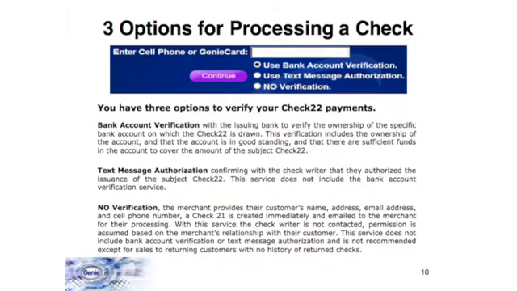No verification. The merchant provides their customer's name, address, email address, and cell phone number. A check 21 is created immediately and emailed to the merchant for their processing. With this service, the check writer is not contacted. Permission is assumed based on the merchant's relationship with their customer. This service does not include bank account verification or text message authorization and is not recommended except for sales to returning customers with no history of returned checks.